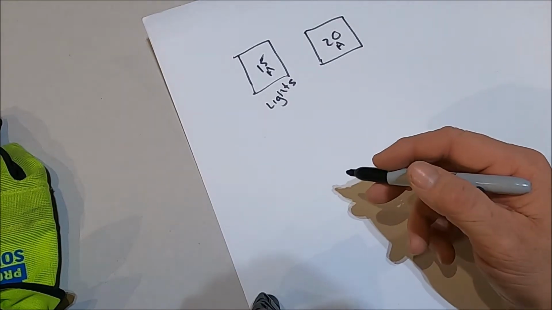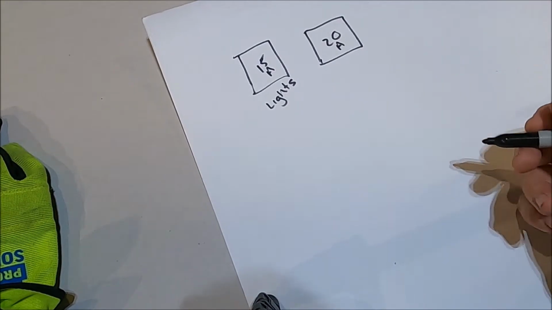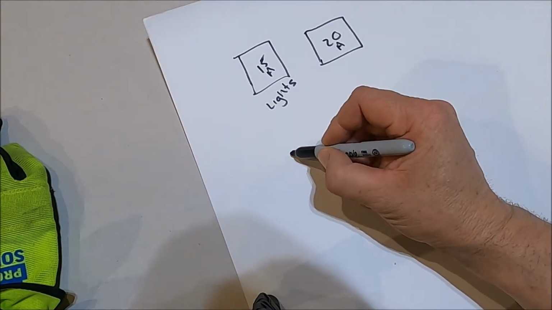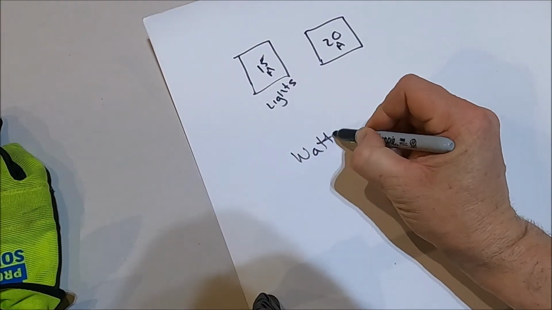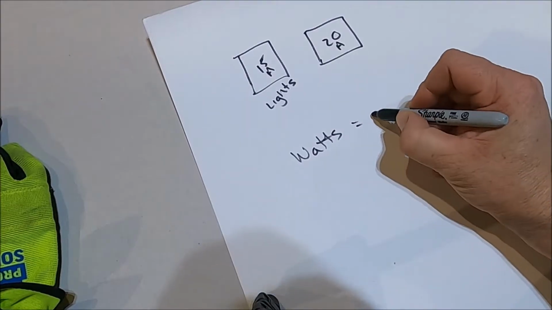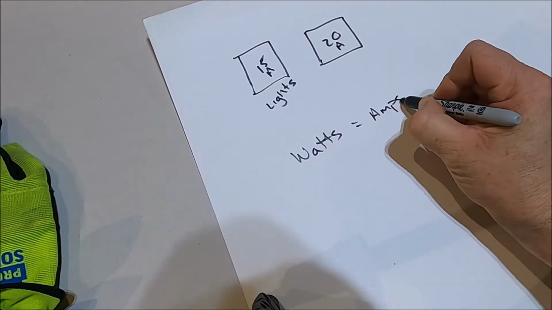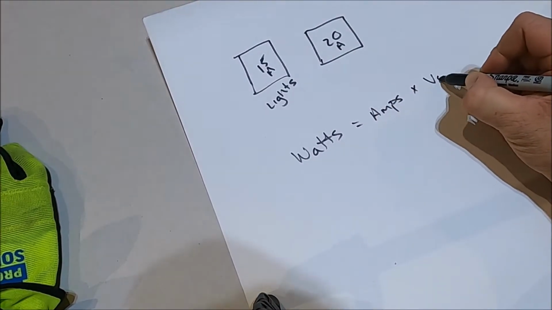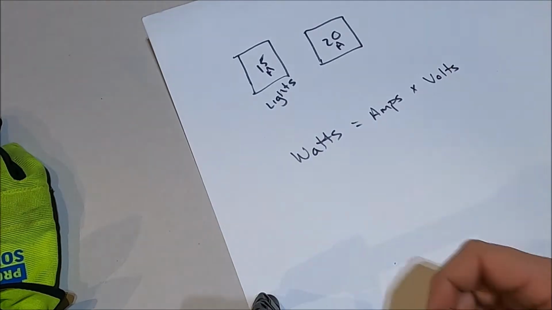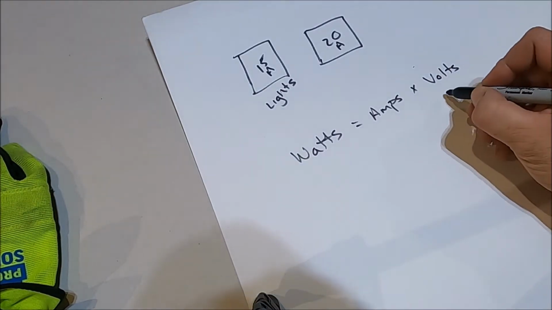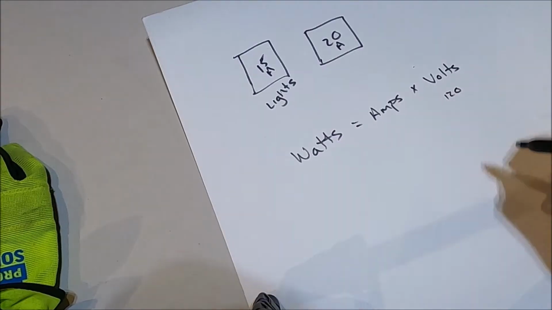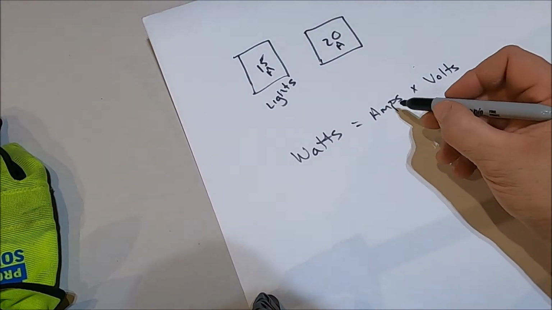Let's say you're trying to determine how many lights you can put on a circuit. What you want to do is use this equation: watts equals amps times your volts. Your volts are always going to be 120 in your house, so that's kind of a constant.